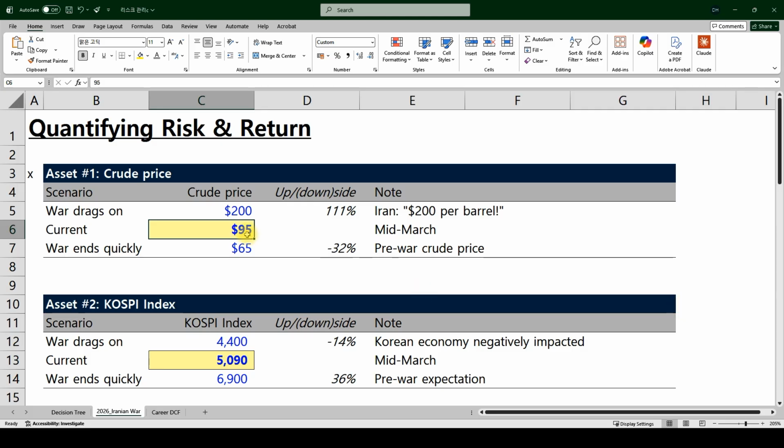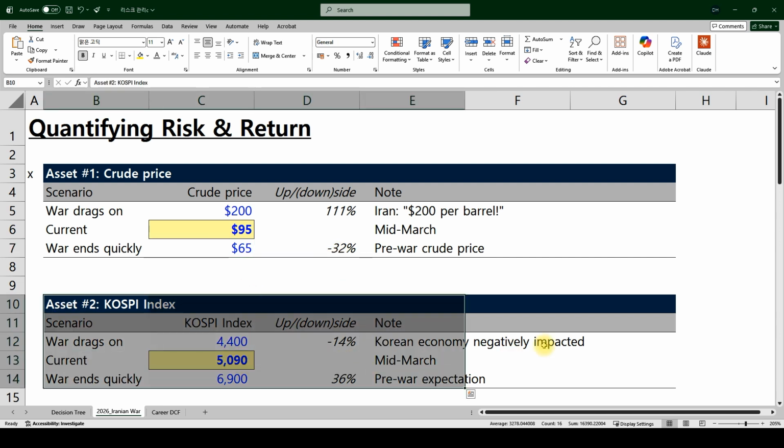As we can see in this Excel file, for the crude price, we start with the $95 per barrel, which is the current price. If the war drags on, as Iran claims, the price of oil can go up to $200 per barrel, which is more than 100% return in short term. But if the war ends quickly, we can expect the price to go down to the level previous to the war, which is about $60 to $65. We can quickly lose more than 30% of our money. And we can apply the same logic to the Kospi index.